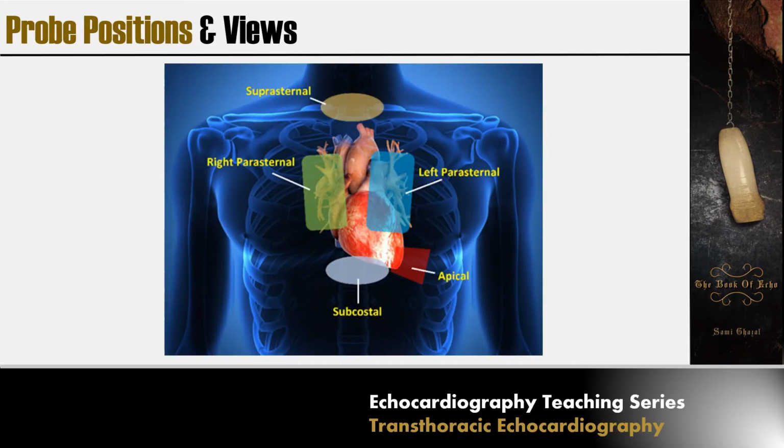There are 5 windows to image the heart from the transthoracic approach. 4 of them are standard and are used in all studies: the left parasternal window on the left side of the sternum, the apical window on the apex of the heart, the subcostal window just below the subxiphoid process here, and the suprasternal window. The right parasternal is not a standard window that is used all the time, but it has its indications.